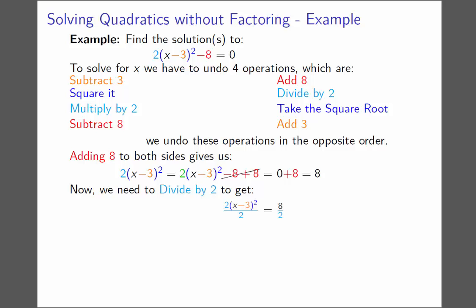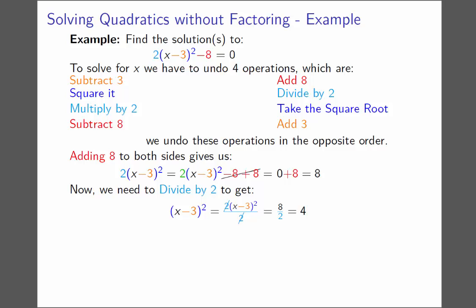This gives us 2 times (x minus 3) squared divided by 2 equals 8 divided by 2. And 8 divided by 2 is just 4. While on the left, 2 divided by 2 is 1, so we have (x minus 3) squared. So we're left with the equation (x minus 3) squared equals 4.